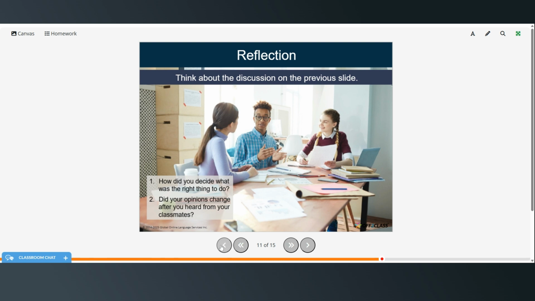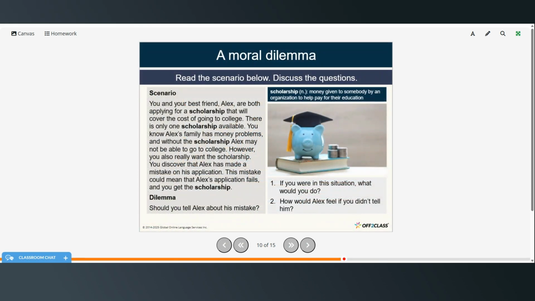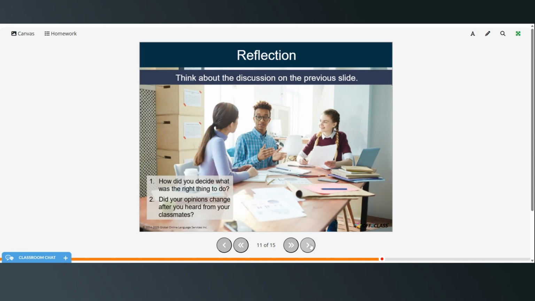For example, I would say I probably would tell Alex about the mistake, because if he and I are friends, and I got the scholarship simply because he had made a mistake on the application, I think that I would feel bad about treating my friend this way. And plus, if I didn't tell him and he found out that I could have helped, it would probably end our friendship. And I would think that the friendship would be more important than the scholarship. So if you had a different answer, would hearing the answer that I gave change your opinion?